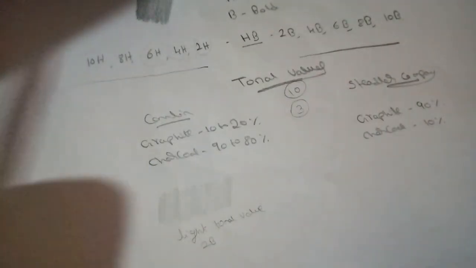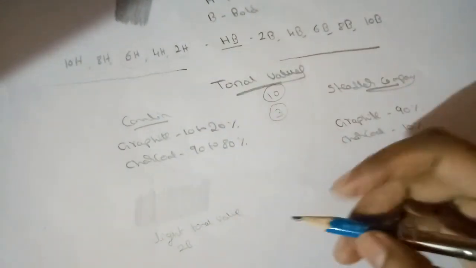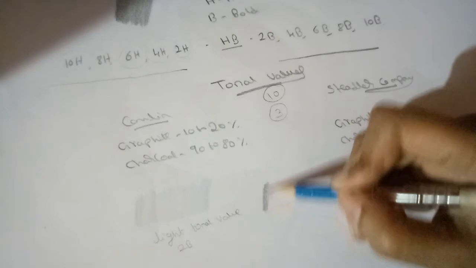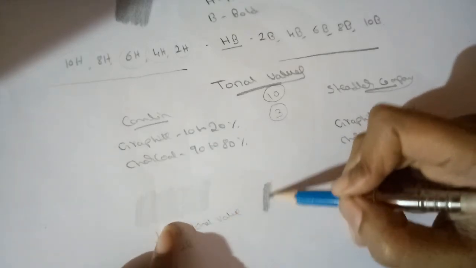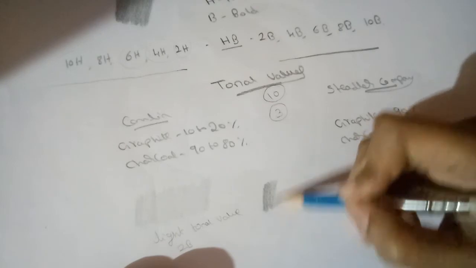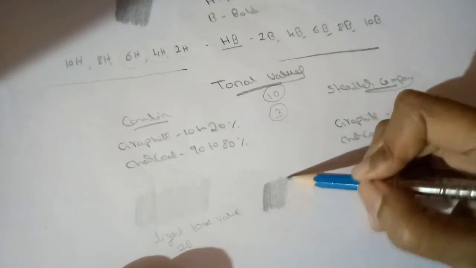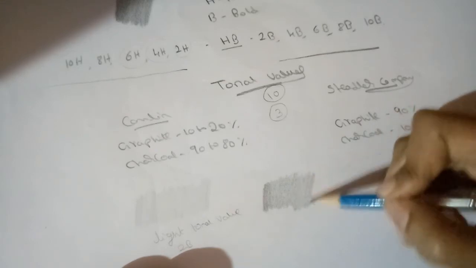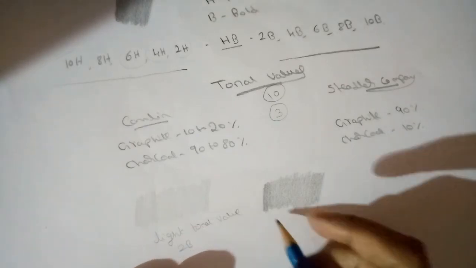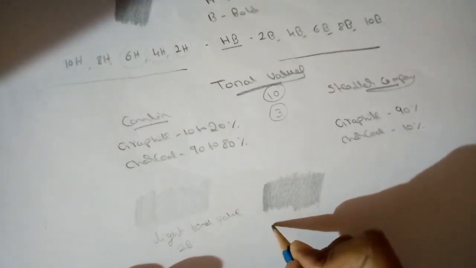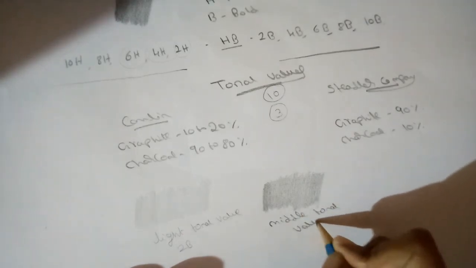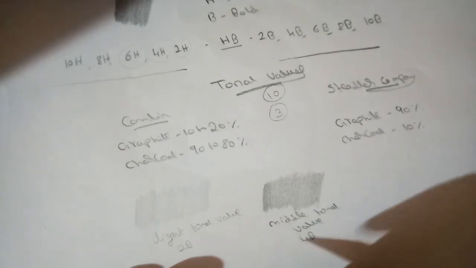And coming to the middle value, now you can use 4B or 6B, I will come to that also. So here you can see now the value has increased compared to this. Here I'm using 4B. You can use 4B or 6B, anything. And this is middle tonal value. Here I have used a 4B pencil.